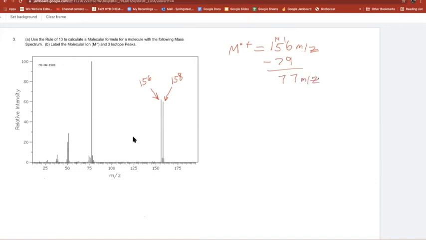So I've taken out the bromine. Let me double check that. 79 and 77 better still add up to 156. This is 6, 150. Yep, that's good. And now I'm going to do the rule of 13 on the 77. Let me do it. I'll cheat with my calculator a bit.